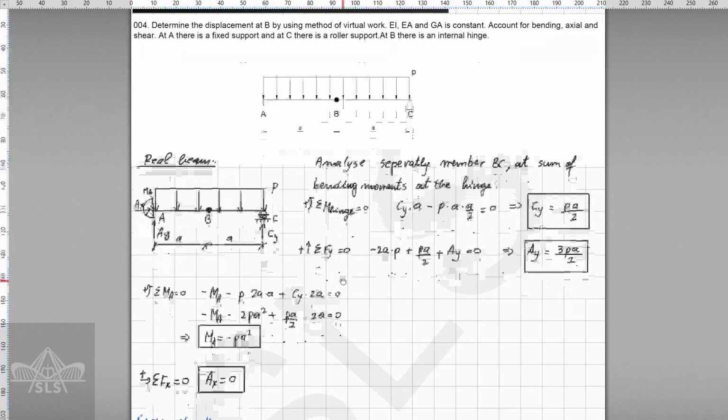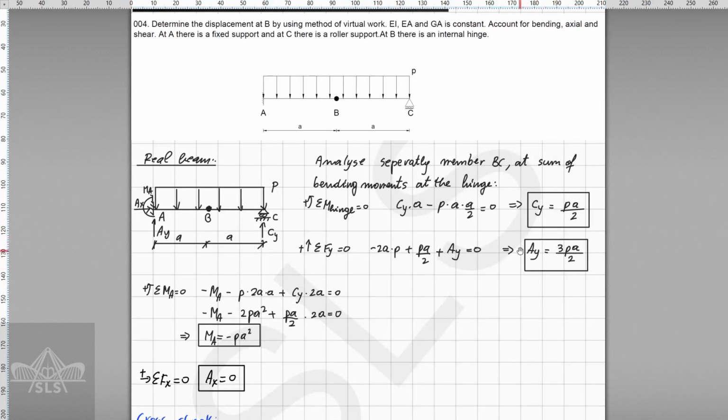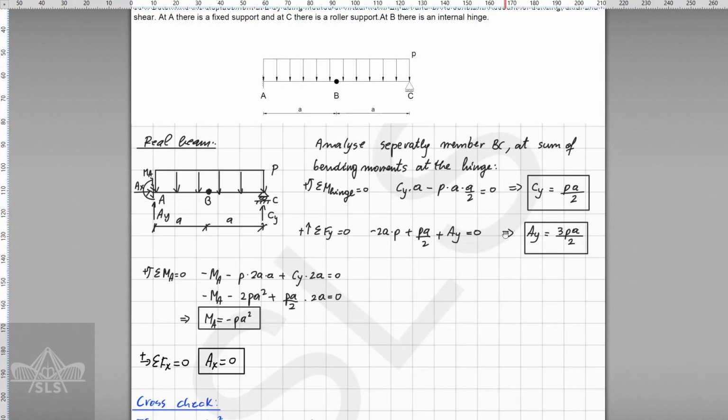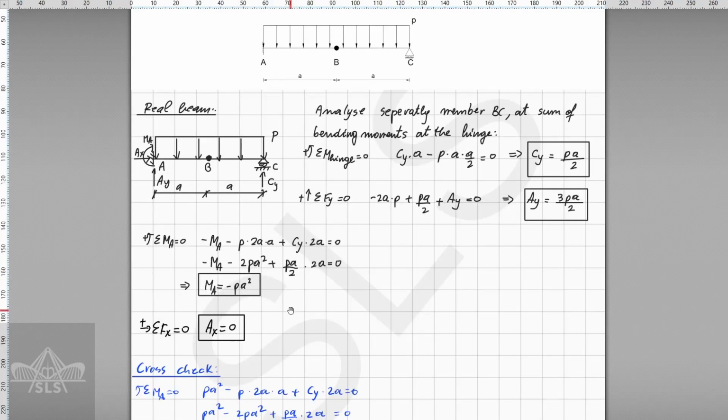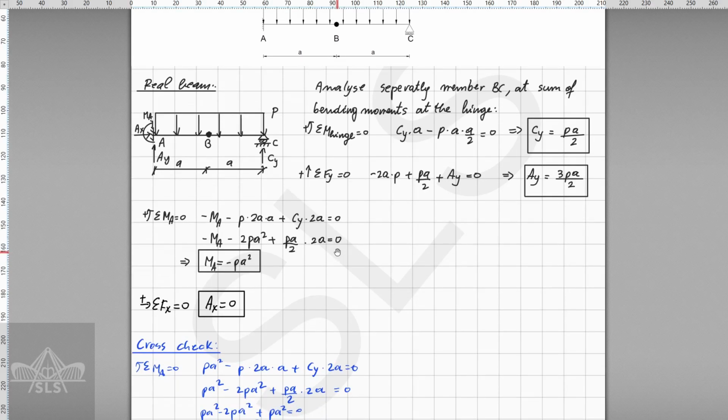Next, we take the sum of forces in the y direction equal to 0, and we determine the other vertical support reaction at point A. Now, as we already defined these two supports, it's going to be easy for us if we take the bending moments at point A equal to 0, and then we determine the bending moment at point A. As for the forces on X, we can see from the picture that the support reaction Ax is going to be 0, as no lateral load is acting on the beam itself.